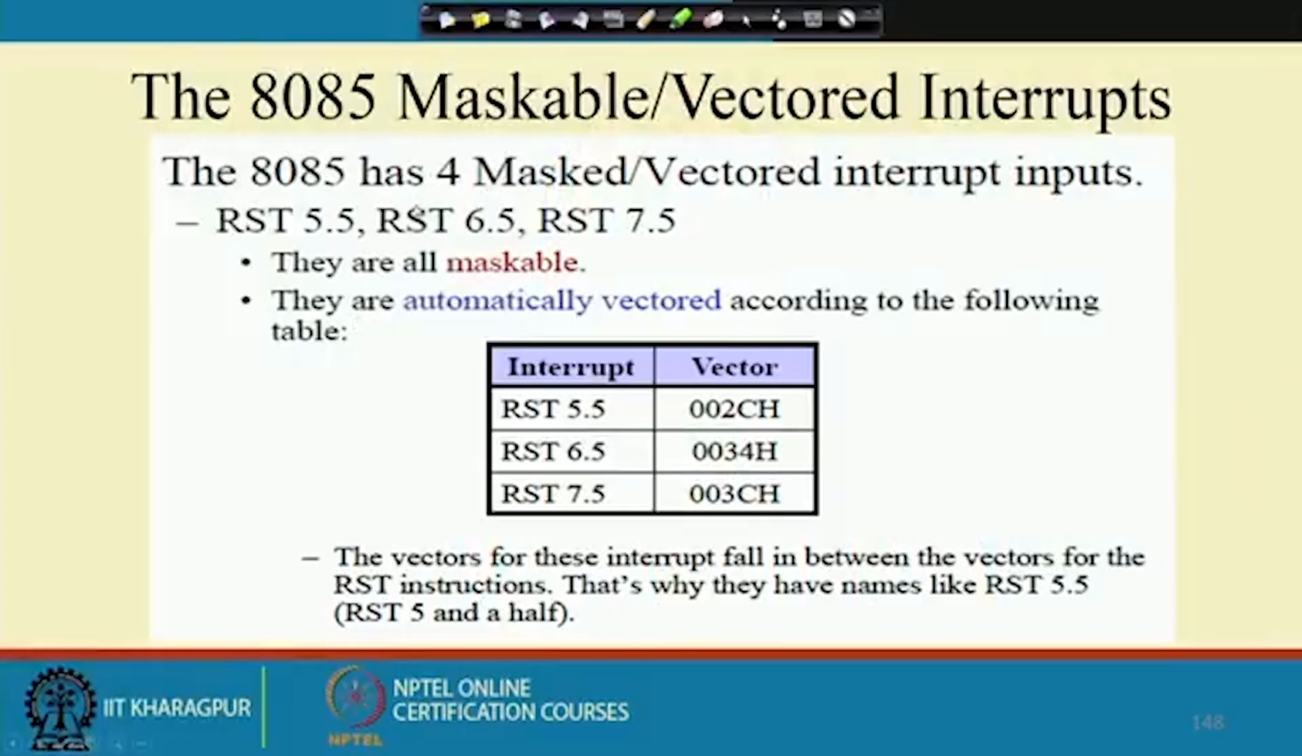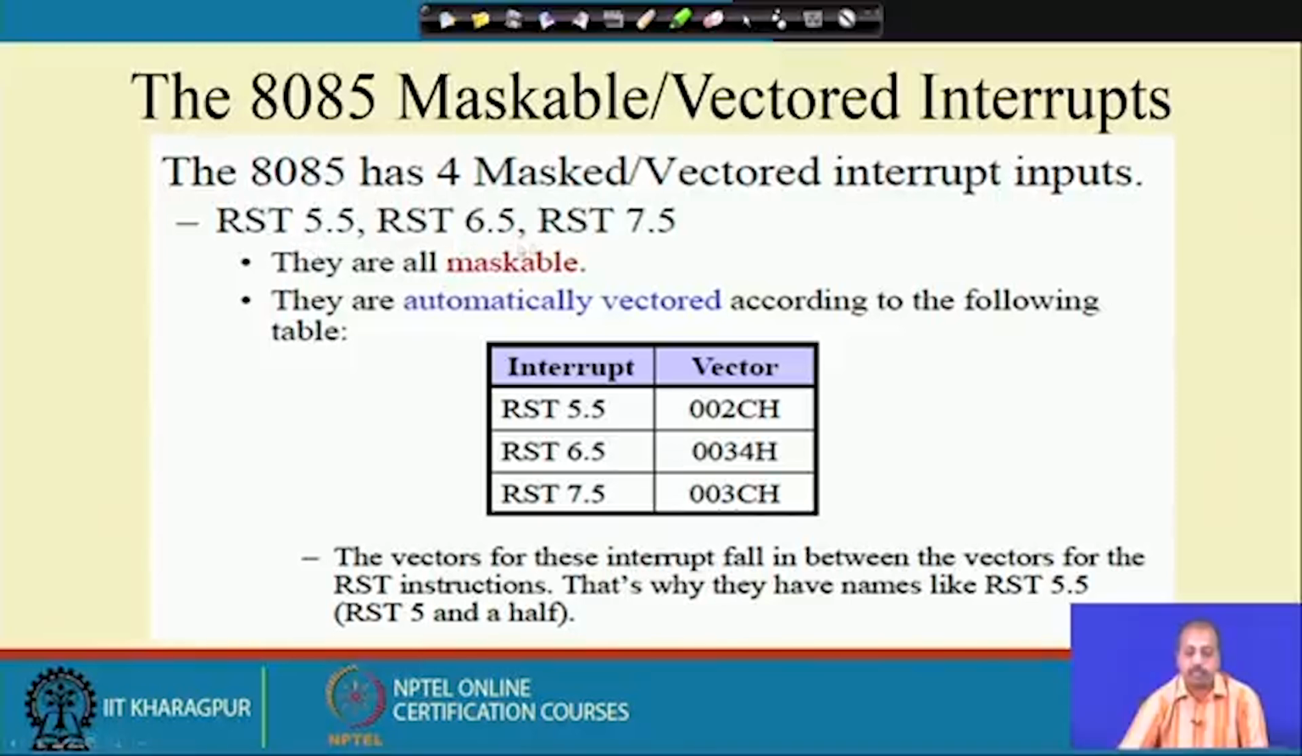On the other hand, this maskable or vectored interrupt. There are 4 maskable or vectored interrupts in 8085. They are known as RST 5.5, 6.5, 7.5, and there is another, the trap interrupt, which we will see later. First of all, the maskable interrupts are 3: 5.5, 6.5 and 7.5. The other interrupt that I have mentioned, trap, is a non-maskable interrupt, and they are automatically vectored.